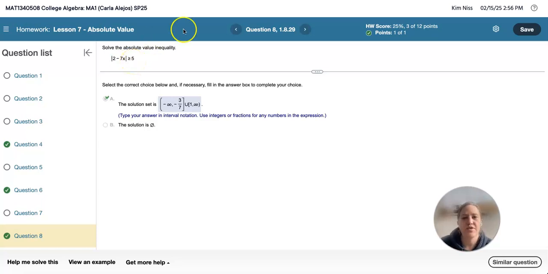So in this case, we have to create two equations that we're going to solve. And so the rule of thumb is you have your original inequality, so you have 2 minus 7x, which is greater than or equal to 5. But then you also have to have your negative 5 value. So that's going to be our second equation that we're going to solve. So we're going to have negative 5, which is going to be greater than or equal to 2 minus 7x, because it's the opposite sign of your original inequality that you're given.